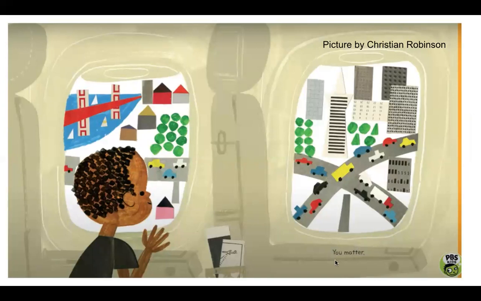And the message in Christain Robinsons' book is you matter. And I love it that it's written here on this page, so you can add it if you want to add it to your picture too. You matter. And what you see matters, right? And how you see it matters. That's all for today.